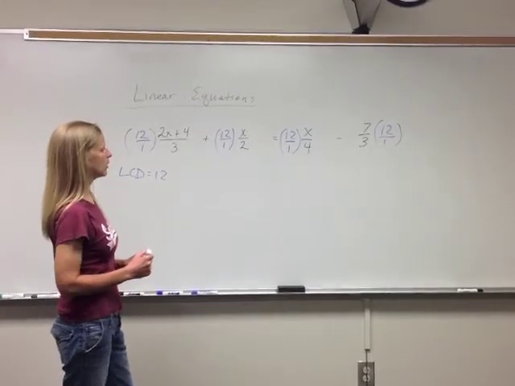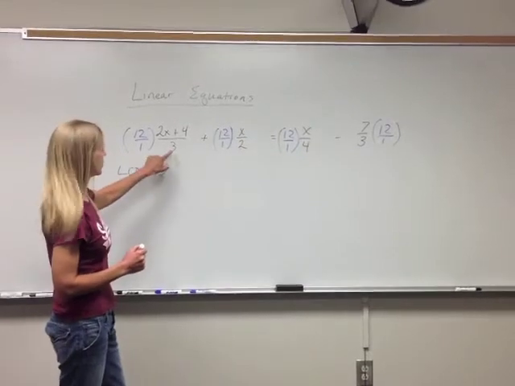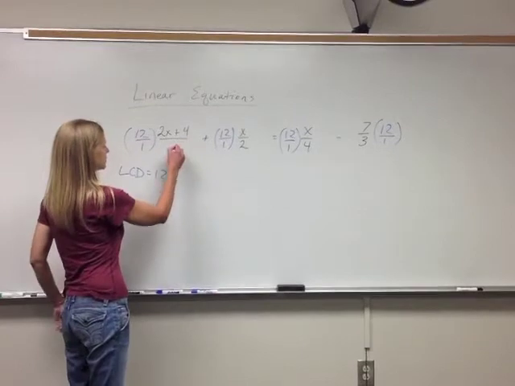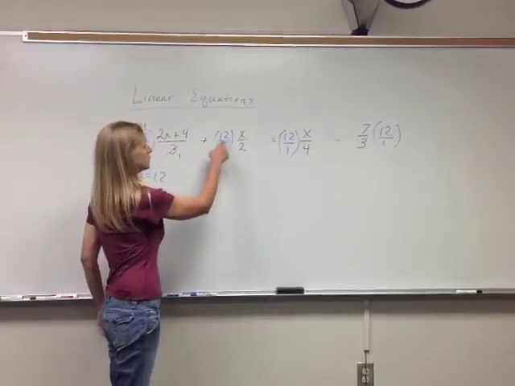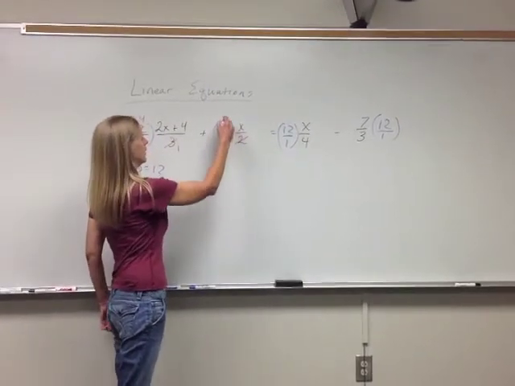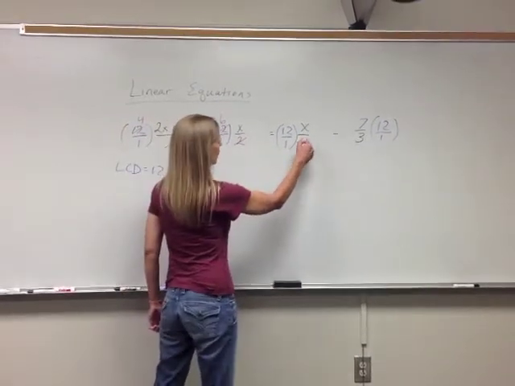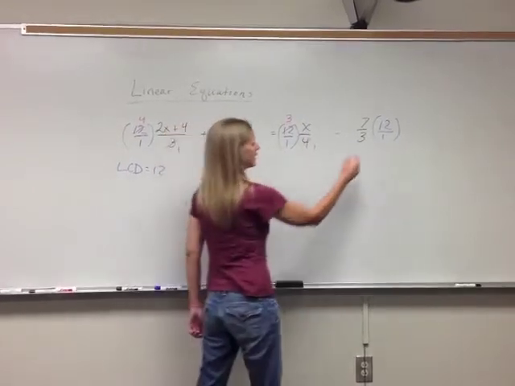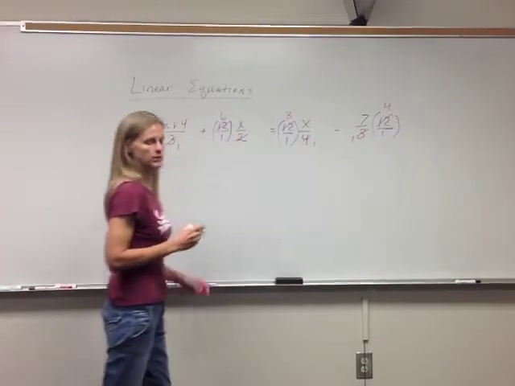The first thing we want to do is ask ourselves, can I simplify? Does 3 go into 12? Yes. How many times does 3 go into 12? 4 times. Does 2 go into 12? Yes. That's why it's the least common denominator. And 2 goes into 12 6 times. Does 4 go into 12? Absolutely, 3 times. And lastly, does 3 go into 12? We already know this. It goes in 4 times.